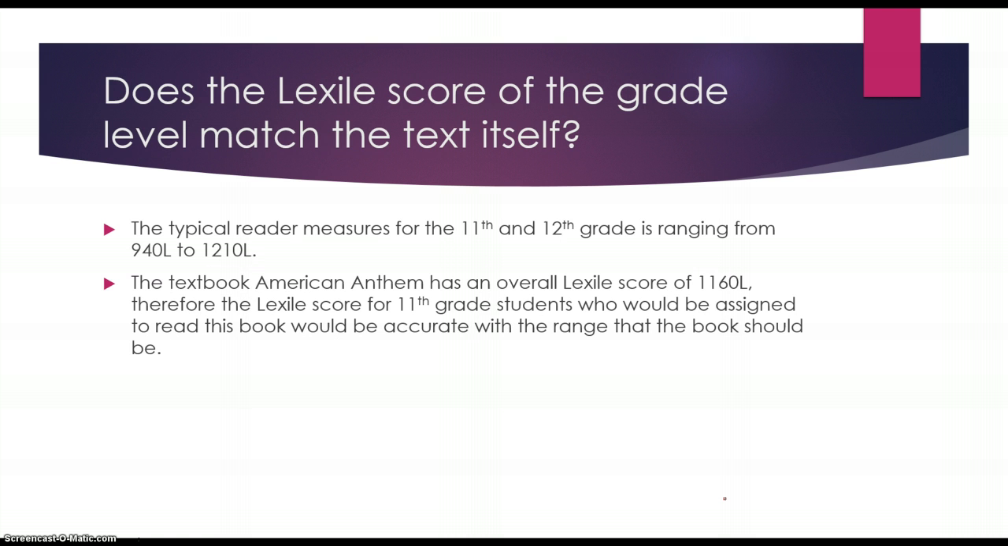The final thing that I wanted to address was, does the Lexile score of the grade level itself match the actual text? The typical reader measures for the 11th and 12th grade range from 940L to 1210L. The textbook American Anthem has an overall Lexile score of 1160L. Therefore, the Lexile score for the 11th grade students who would be assigned to read this textbook would be accurate with the range that the book should be.